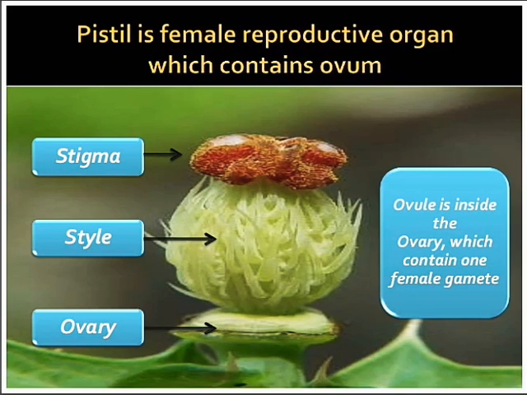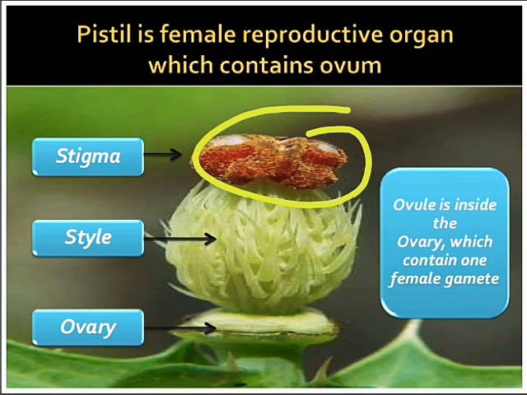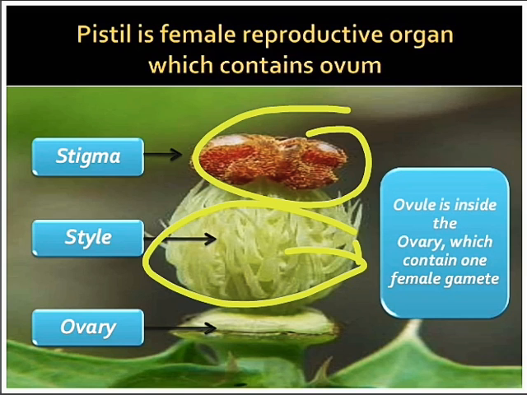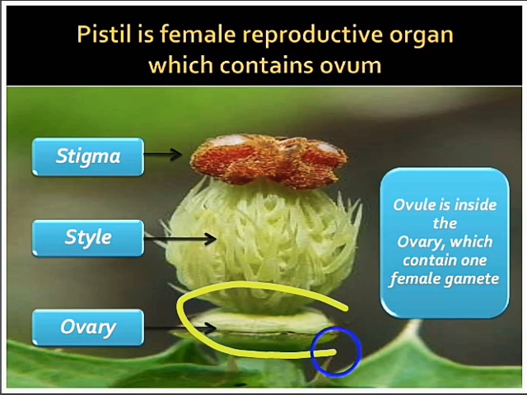In this diagram, you are able to see the stigma, which is feathery and sticky, and the style, which in many cases is of tubular shape, but here it is spherical. And next is the ovary. Ovary contains the female gamete, that is ova, which is fertilized by pollen grains which are received at the stigma.